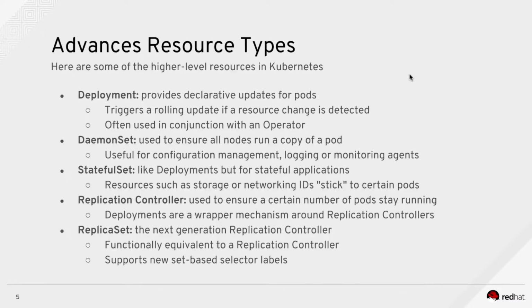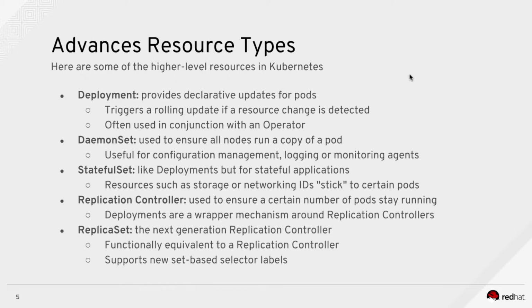Some of the higher level resources in Kubernetes. So first off, you have deployments. This is essentially a higher level pod declaration, but it provides declarative updates. And it means to trigger rolling updates. So if a change to a deployment is detected, say you've changed the number of pods you want running, it will start a fresh rolling update and launch a new set of pods and gradually terminate off the old pods.